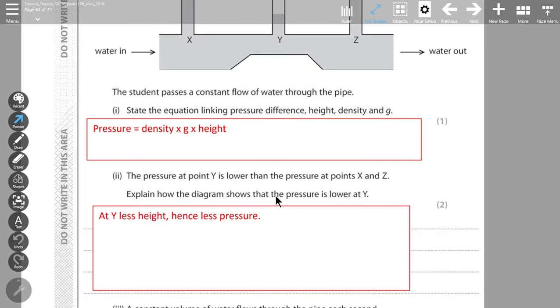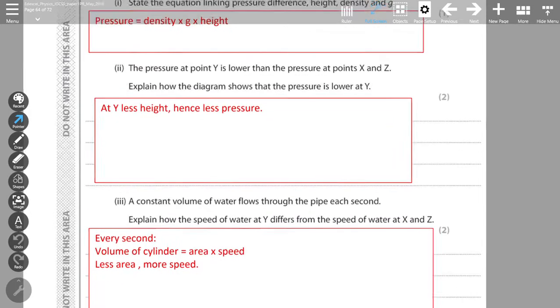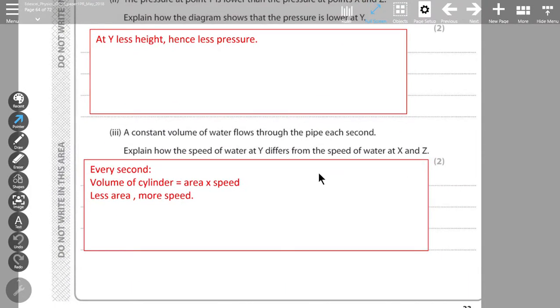Explain how the diagram shows the pressure is lower. At Y there is less height, hence less pressure. A constant volume of water flows through the pipe each second. Explain how the speed of water at Y differs. Every second, the same volume, the volume of a cylinder, which is area times speed, goes through the different sections. Less area should mean more speed.